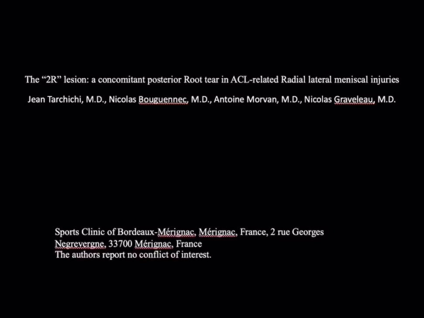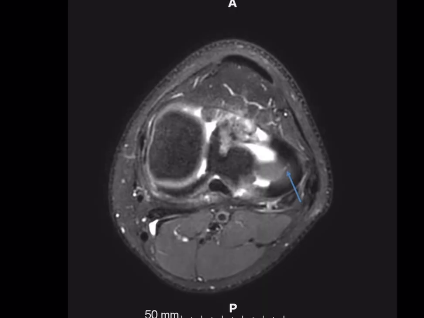This video shows our systematic approach to diagnose arthroscopically a posterior root avulsion tear in the lateral meniscus after identifying a radial body tear in that same meniscus in an ACL deficient patient. We present the case of a 24-year-old patient who sustained an injury of the left knee in soccer practice.